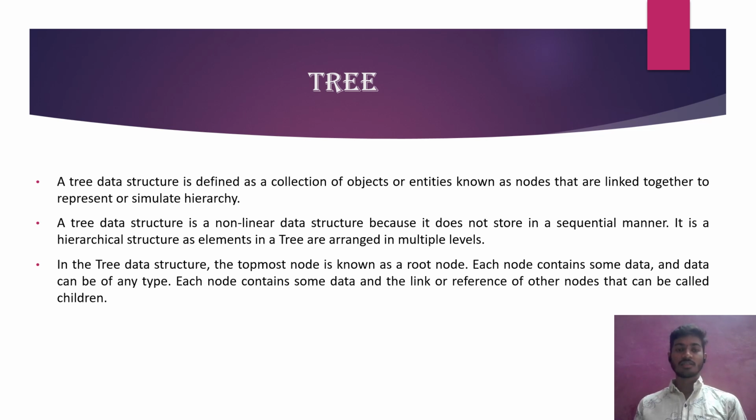In tree data structure, the topmost node is the root node. Each node contains some data and the data can be of any type. Each node contains some data and the link or reference of other nodes that are called children.